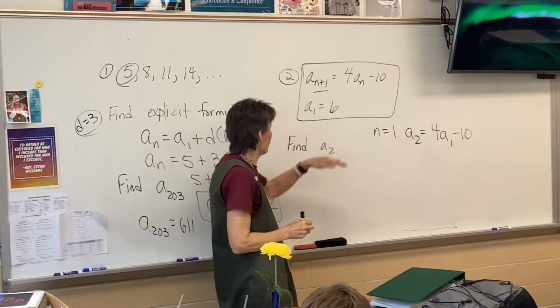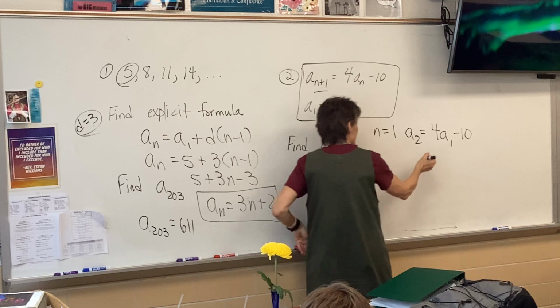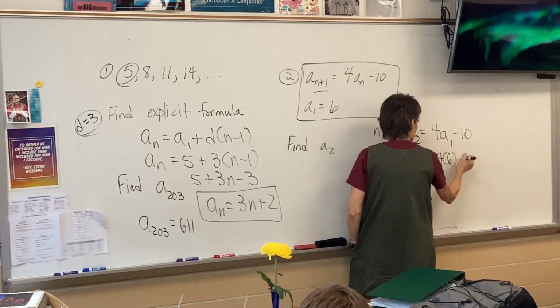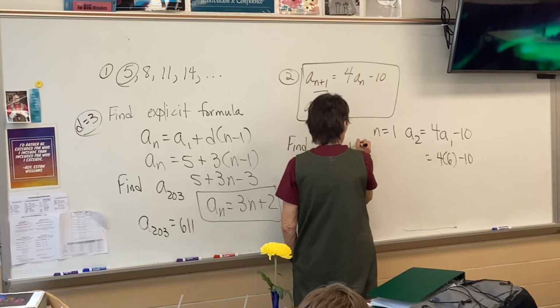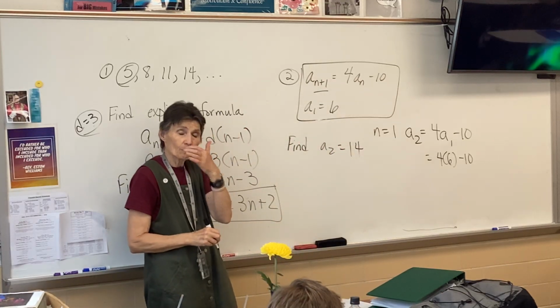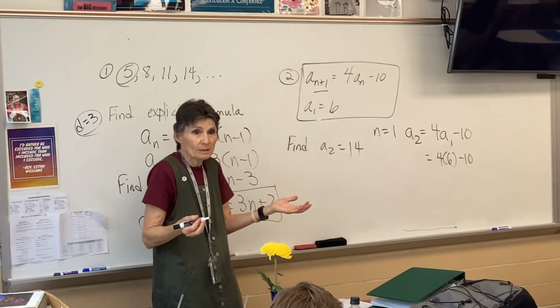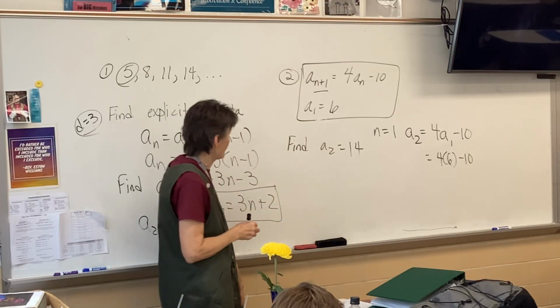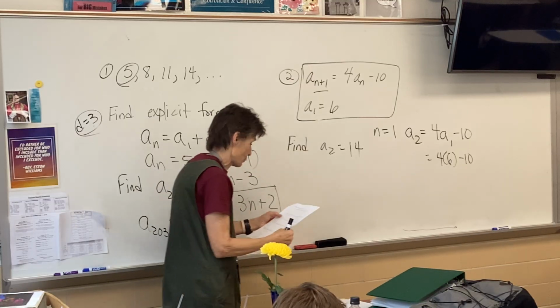And we know A sub 1 is 6. So this is going to be 4 times 6 minus 10. So the second term is 14. And then, I need to put more up here, but could we find the third term then? And so on, whatever we wanted to do. Okay, good. Now, back to the notes.